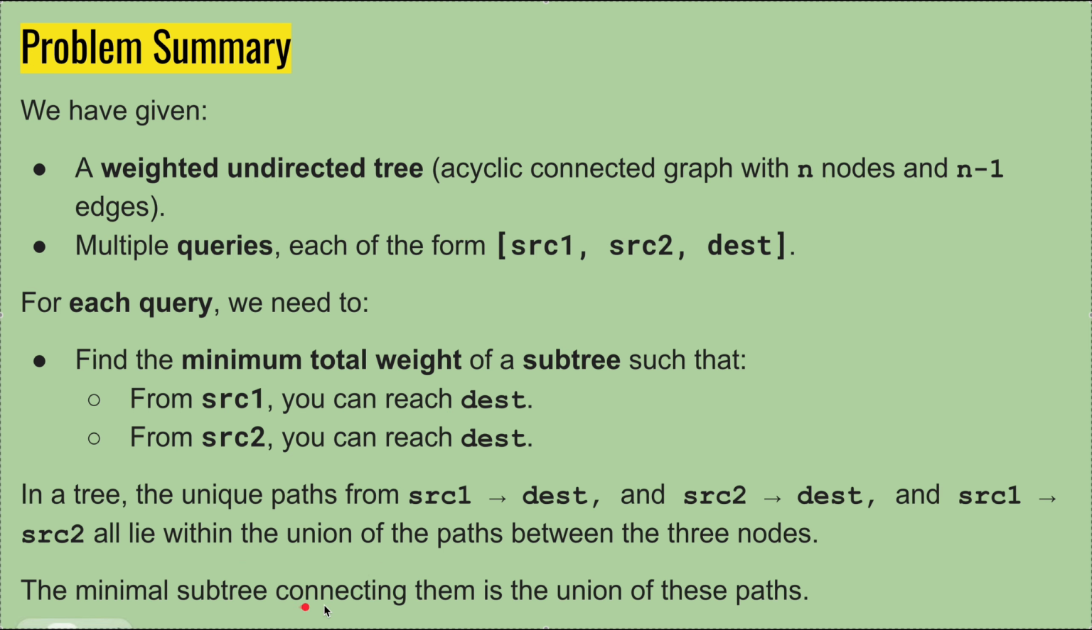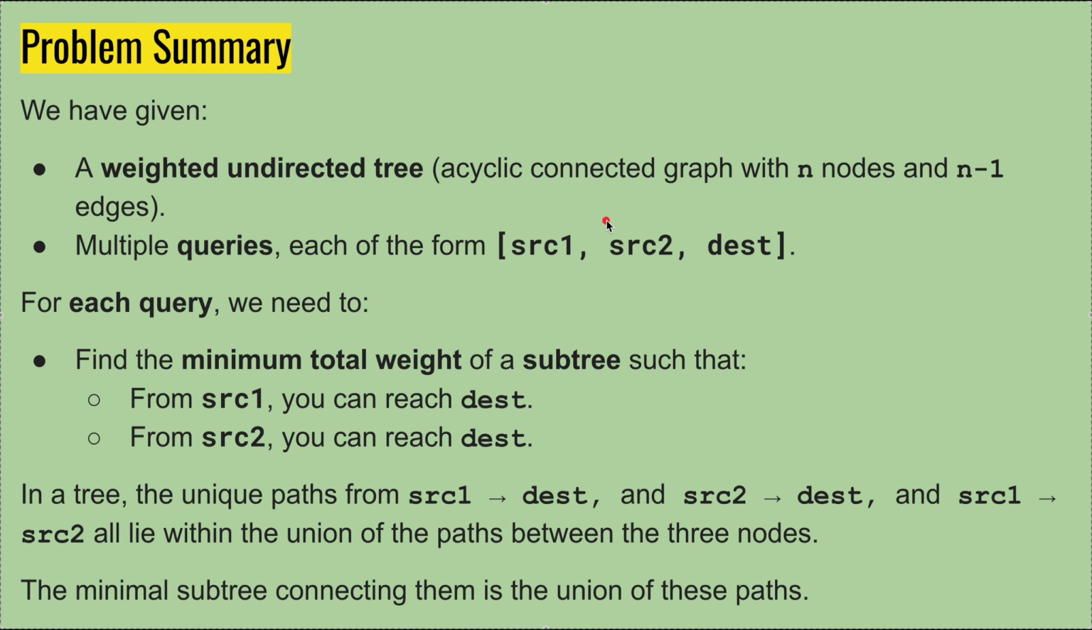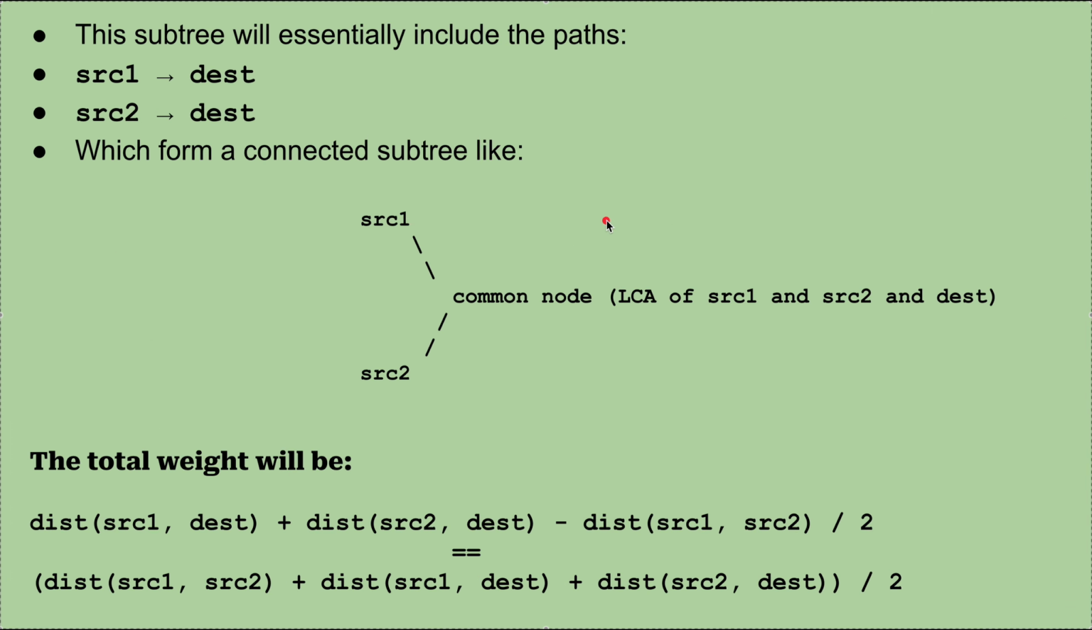So you have to find the minimum subtree connecting the union, like this we will find that. Okay, means if we talk about A, B and C, there is one path here, there is one path here, there is another path from here to here. So let's suppose the subtree will include those paths, source 1 to destination, source 2 to destination, right, which form a connected subtree. Like, let's suppose from source 1 we have a common node, right, and there is a source 2 where it will connect here, right? Means we have to take the LCA of source 1, source 2 and the destination, right?